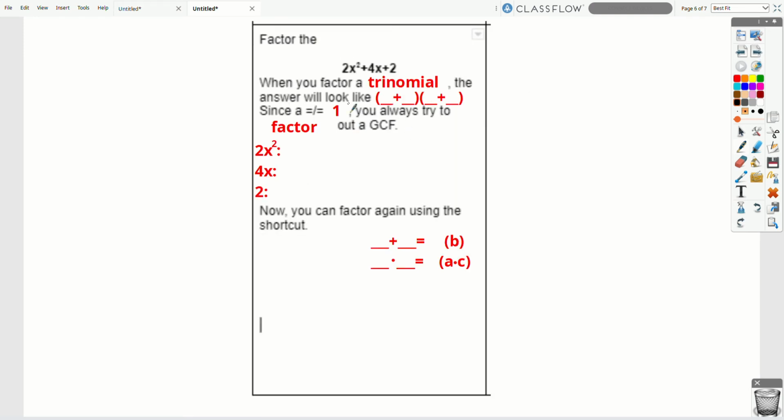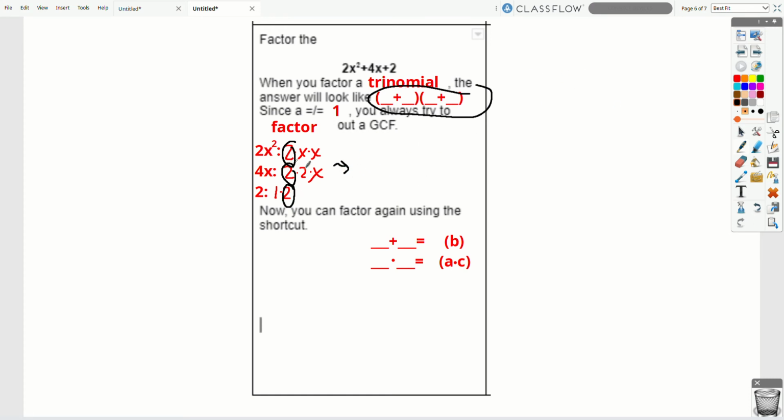And so notice how we have a trinomial again, and so our answer is going to be like so. But this time the a, the number in front of the x squared, is not 1. So since it's not 1, the first thing we always try to do is we try to factor out a GCF from all three of these. So it's like what we did on the first half of the lesson today, except there's 3 total terms. And so there is a GCF we can factor out. It's going to end up being 2, and so this is 2 times x squared, this is 2 times 2 times x, and this is just 1 times 2. We see here that the GCF is 2, so we can factor out a GCF here.